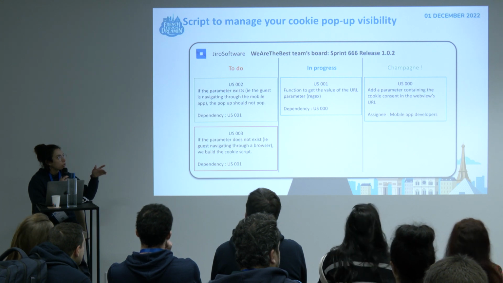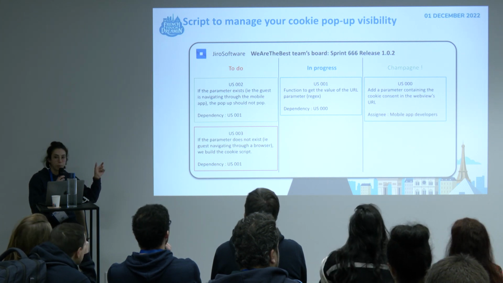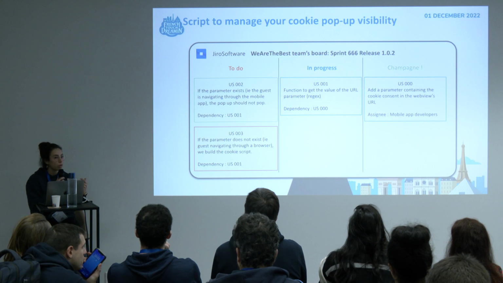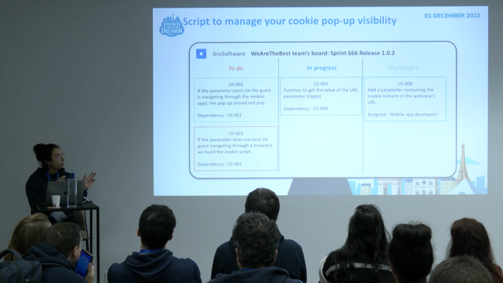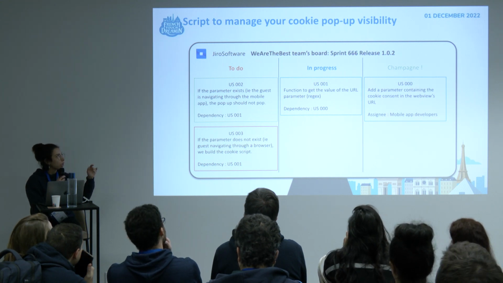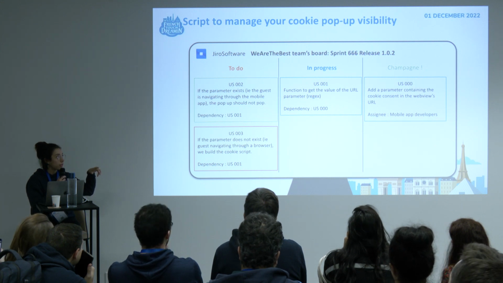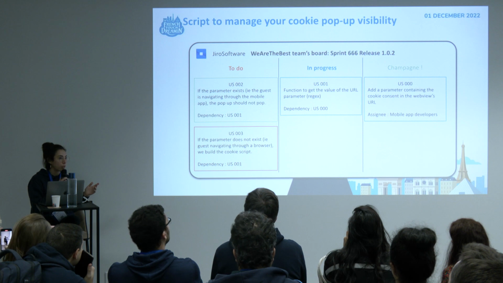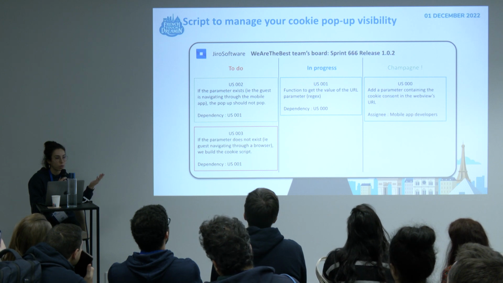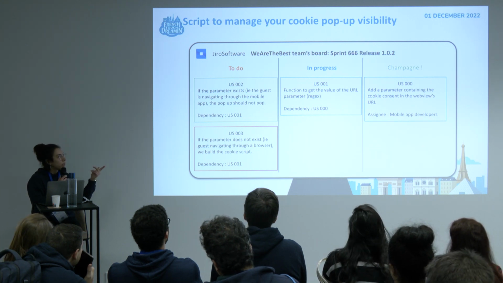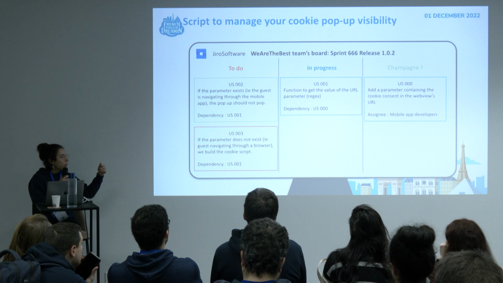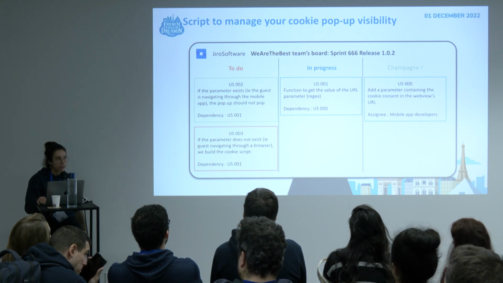Once it is done, you just have to create a function in the head markup I showed you previously. The function will first get you the value of the URL parameter, thanks to a regex. And once it is done, you just have to add an if-else condition. If the parameter in the URL exists, which means that the guest is navigating through the mobile app, then the pop-up should not show, because the guest already accepted the cookies in the mobile app. But if the parameter does not exist, which means that the guest is navigating through a browser, we build the cookie script. It looks like that.